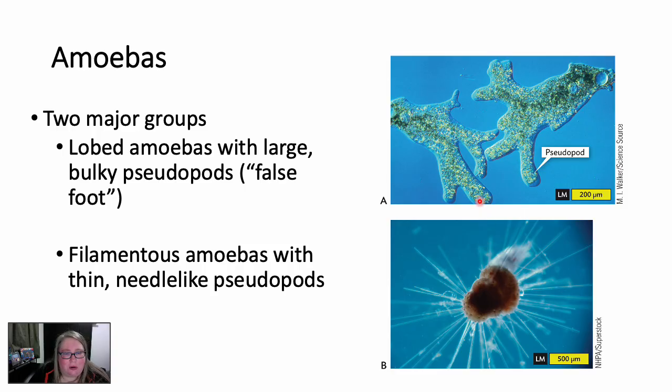We have a second group, which is called the filamentous amoebas. Instead of having bulky pseudopods, they have these really thin, needle-like pseudopods. Both types of amoebas use these for motility. They extend the pseudopod out and kind of plant it like your foot, and then they drag the rest of the cell along with the pseudopod. They also use the pseudopods to capture prey, to eat and feed themselves.